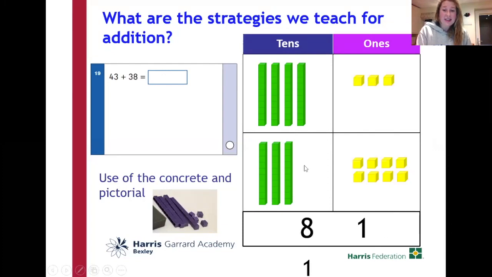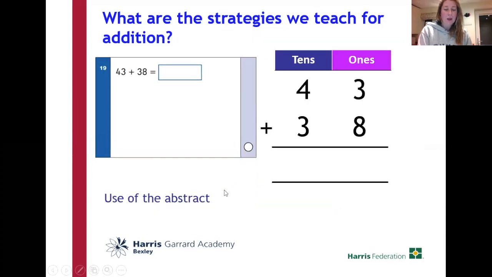But the children have to understand that this is 10 ones, because otherwise they might get 811. That might be a common misconception. So we have the digits 811. They might completely forget about this 1 ten altogether, or they might put the 1 in the wrong place. They might mix the digits up. So it's that secure understanding of place value that is so, so important.